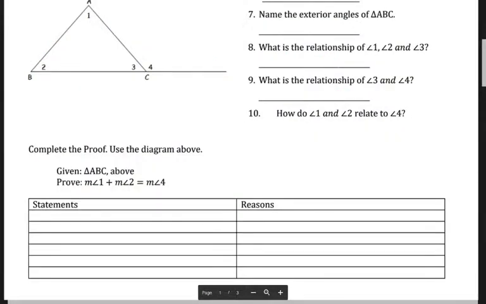Okay, I just realized I basically just did that proof when I explained that, but let's actually do the proof. So using the picture above, we've been given triangle ABC. So I'm just going to write triangle ABC is given to us, given in the picture. The first step I know is that the measure of angle 1 plus the measure of angle 2 plus the measure of angle 3 equals 180 degrees. And that's just my triangle sum theorem.